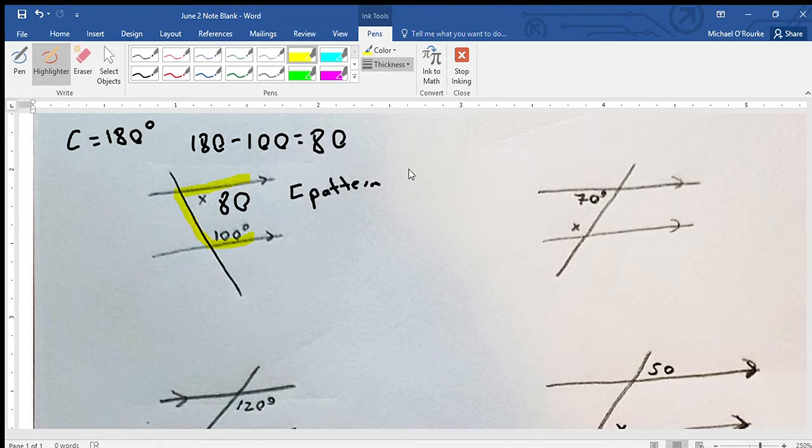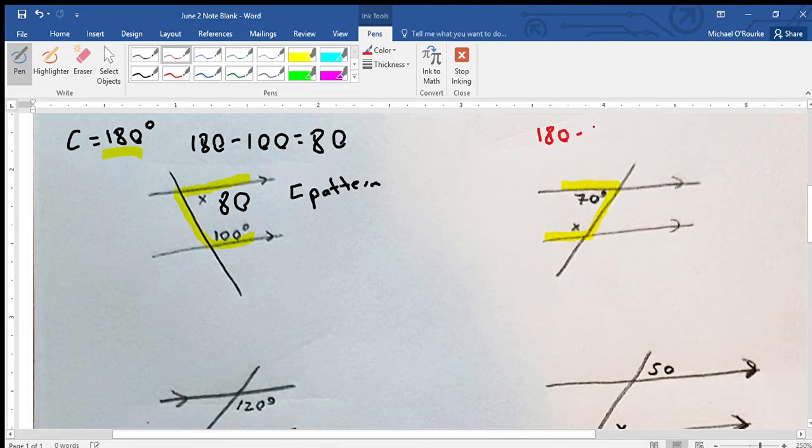Now here, once again, both are inside. So we're going to go with a C pattern looking the opposite way. If we remember that a C pattern equals 180 degrees, we just have to go 180 minus the one we know, which equals 110. So that's 110 degrees. Okay, and we have to just make sure we write C pattern down. Good.